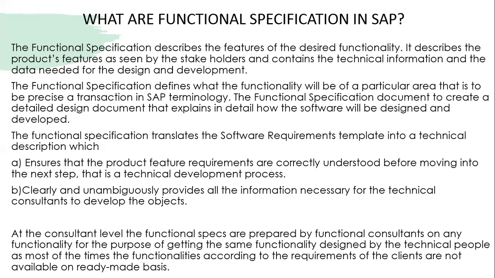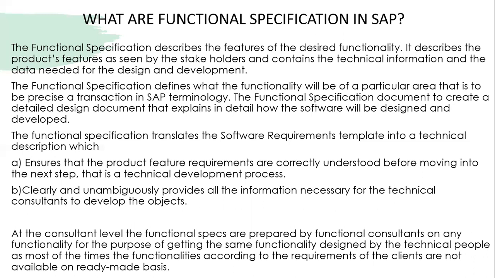The functional specification defines what the functionality will be of a particular area that is to be prepared, that is to be precise, a transaction in the SAP terminology. So basically, what this is saying is that if, for example, you have a specification for AR or AP, the specification would actually give you some precise information about what the requirements are, and that will be interpreted in the SAP terminology by, of course, the consultants and other stakeholders.